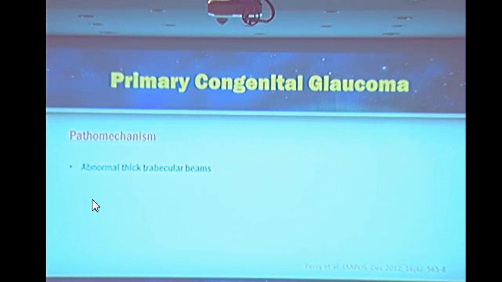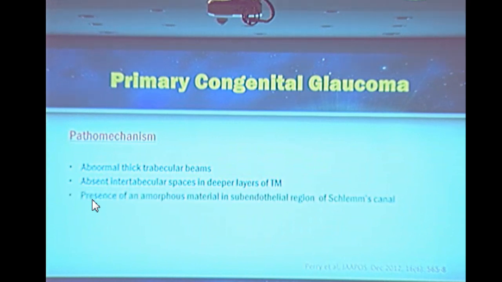What is the pathomechanism or pathophysiology of the disease? It is not exactly known up to now. However, many pathologists said that there is abnormal thickening of the trabecular beams and absence of the intertrabecular space, especially in deeper layers in the juxtacanalicular meshwork. And I need you to remember this when we come to the surgical intervention in these cases, it's very important. It is logical to believe that this is really what is going on in the pathophysiology of the disease.